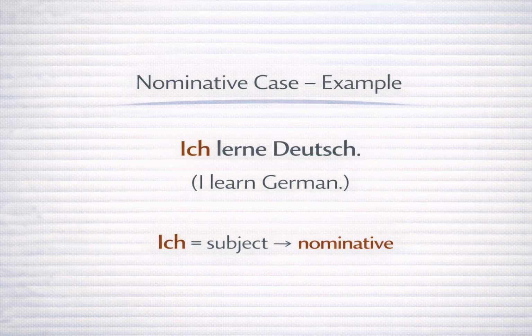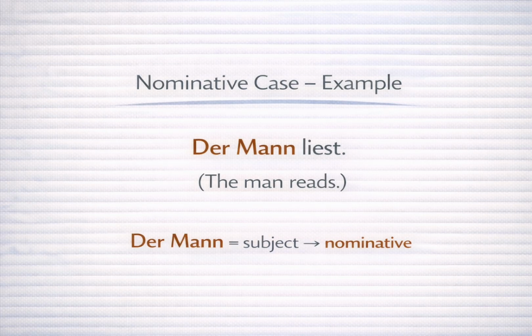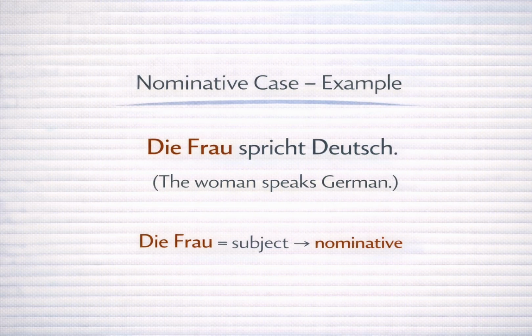The next example is Ich lerne Deutsch. I learn German. Ask the question, who is learning German? The answer is ich. So ich is the subject and it is in the nominative case. Another example, Der Mann liest. The man reads. Ask the question again, who is reading? The answer is der Mann. So der Mann is the subject and it is in the nominative case, because the subject is always in the nominative case.